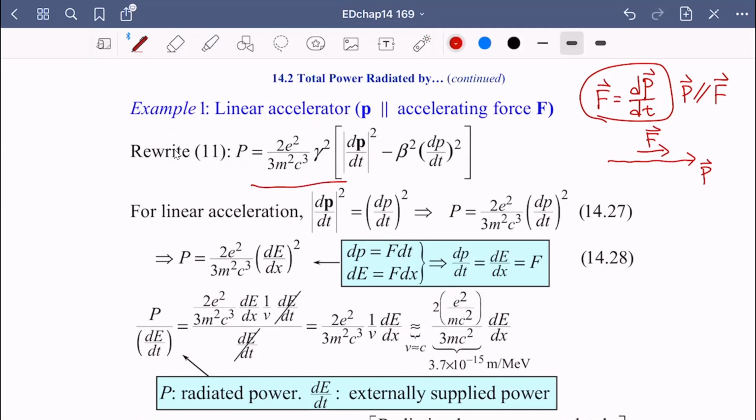So since they are in the same direction, we don't have to worry about the direction. We can use this expression, equation 11. And since they are the same, we don't have to worry. Therefore, it becomes 1 minus beta squared dp dt squared, okay? 1 minus beta cancels with this one.